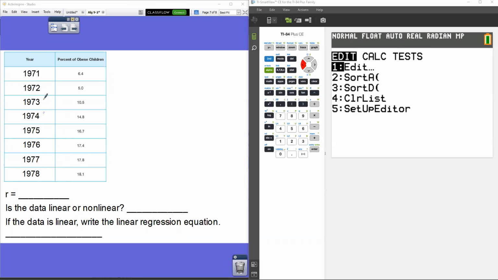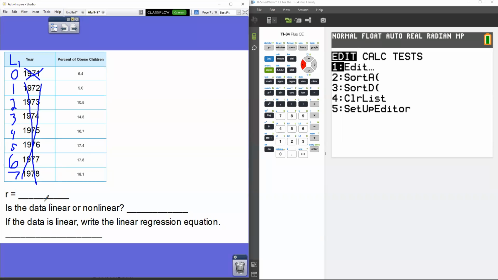Remember, whenever you're typing data into your L1 and L2, if you have years, years always start with 0. You're not going to type in 1971 through 1978. That's not what you're going to type in. Years always start with 0, so this is going to be 0, 1, 2, 3, 4, 5, 6, and 7. All right, be very, very careful with that.